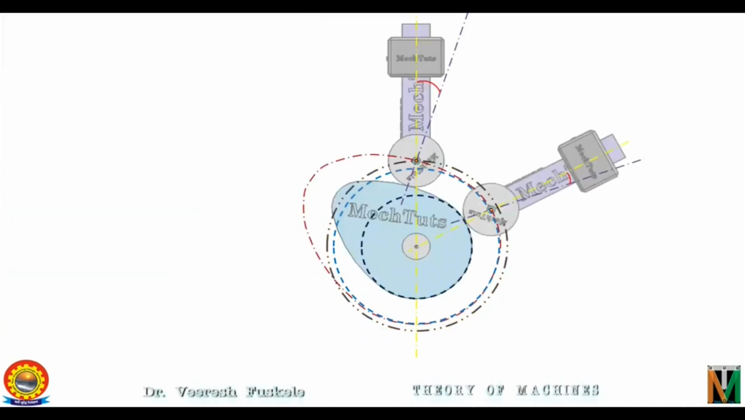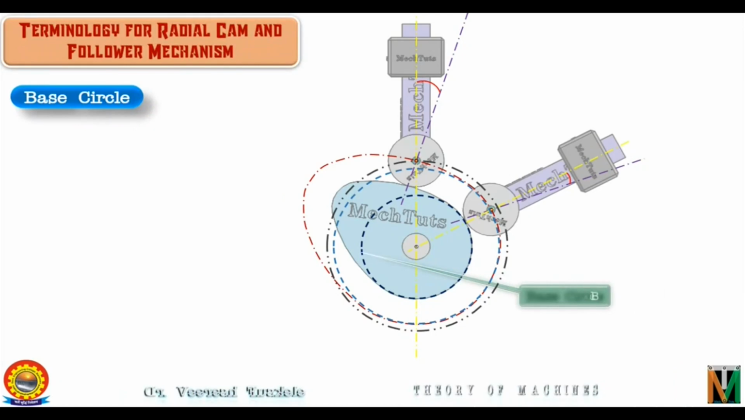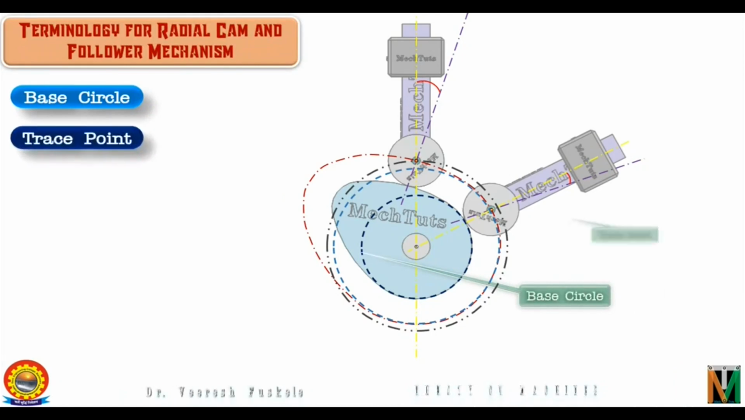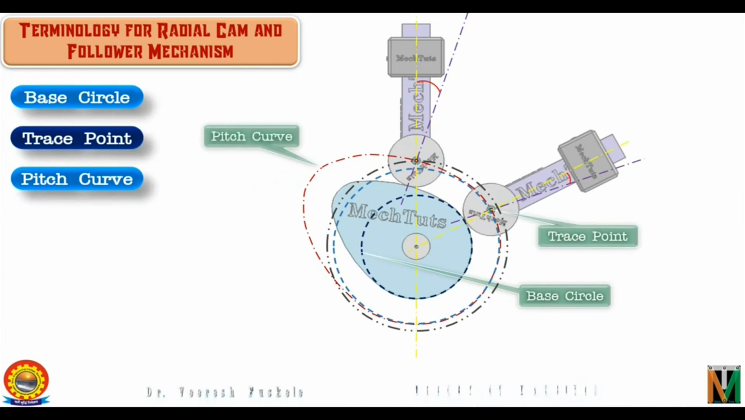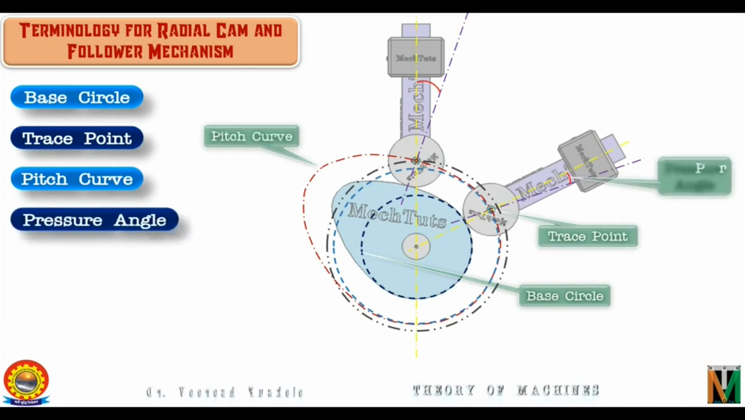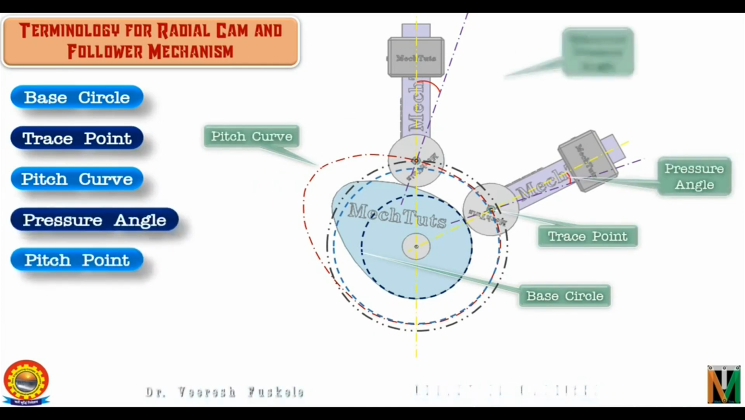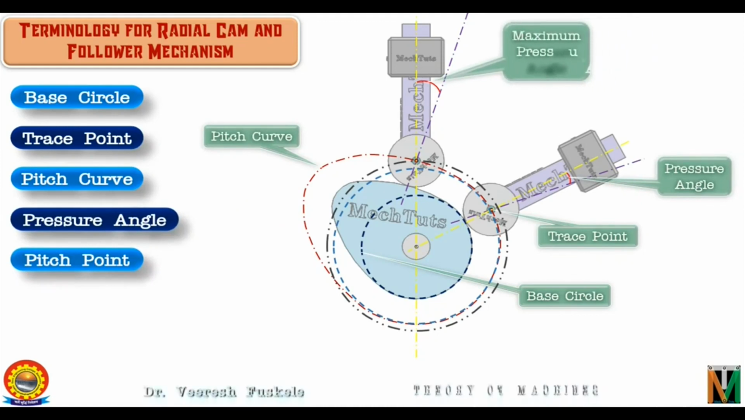So summing up all these terms, we once again recapitulate what we have discussed up till now. This is the base circle, which dictates the size of the cam; the trace point, which traces the motion of the follower or the pitch curve. This is the pitch curve, which is parallel to the cam profile; the pressure angle, which is a very important term. It should be less than a particular allowable value.